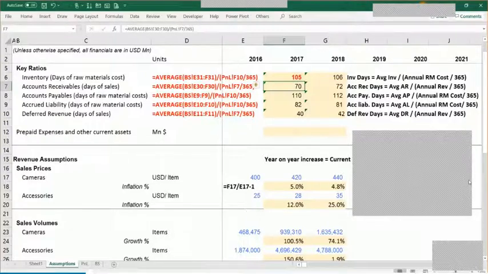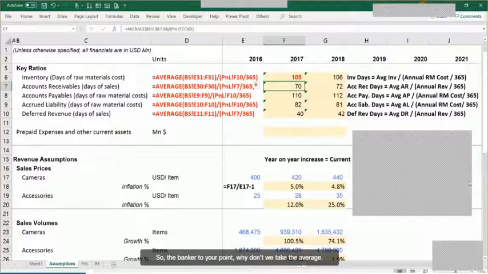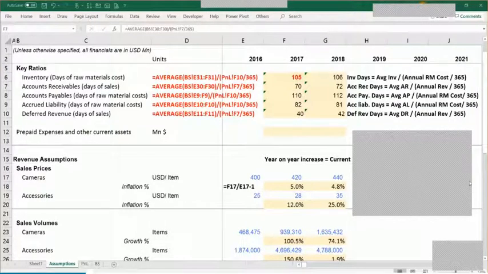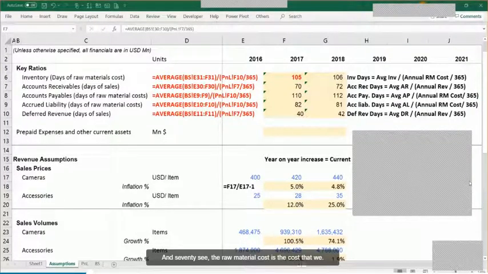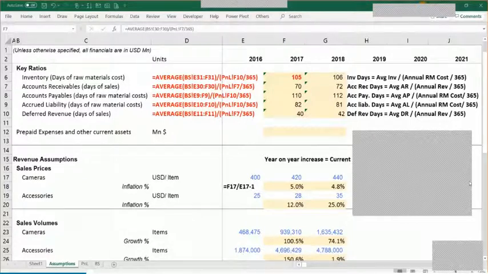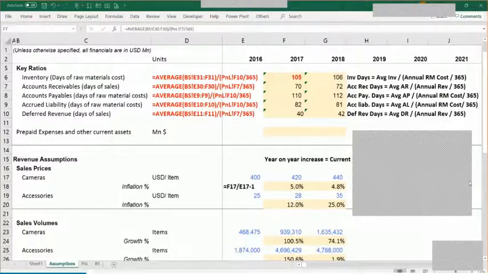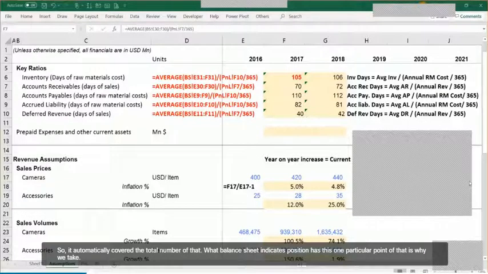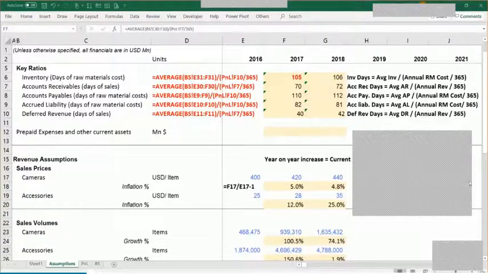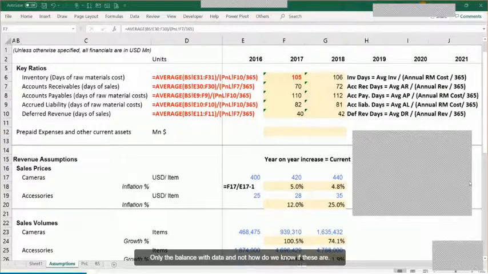So Dipankar, to your point, why don't we take the average raw material cost between 16 and 17? See, the raw material cost is the cost that we incur during the year. A P&L item indicates the amounts that you spend or incur from day one of that year to day 365 of that year. So it automatically covers the total number of that year. But the balance sheet indicates the position as at one particular point of time. That is why we take the average of only the balance sheet data and not the P&L.